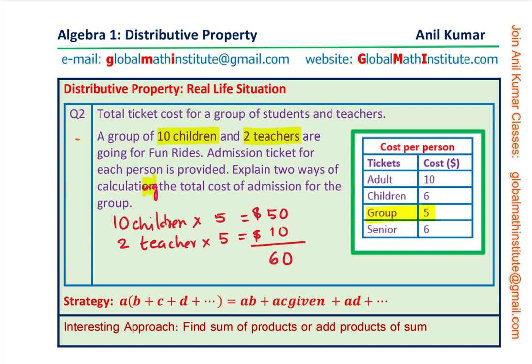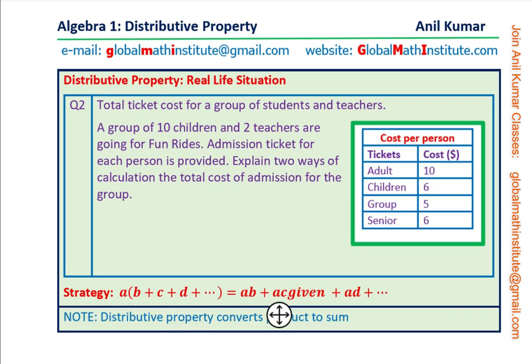So what could be the other way? So let's look into the distributive property, right? So the other way is, we know that the rate for every individual is just $5, right? So we can have this rate of $5 and put all the individuals inside, right? So we have 10 children plus 2 teachers, correct?